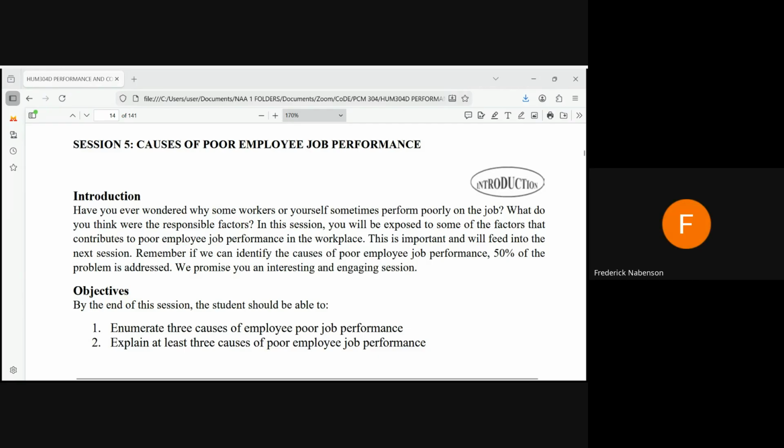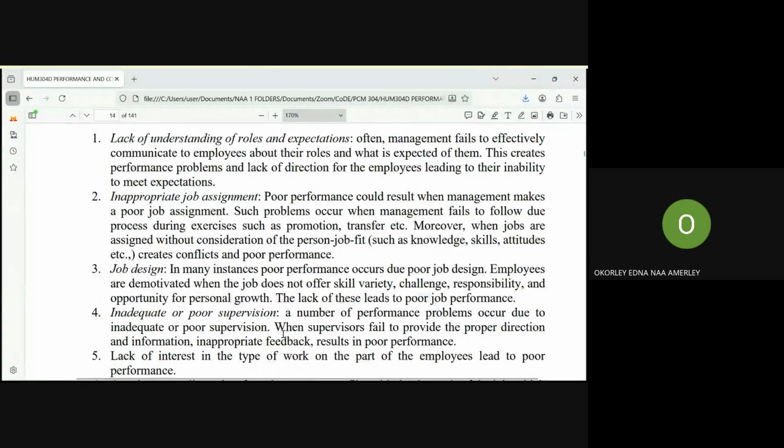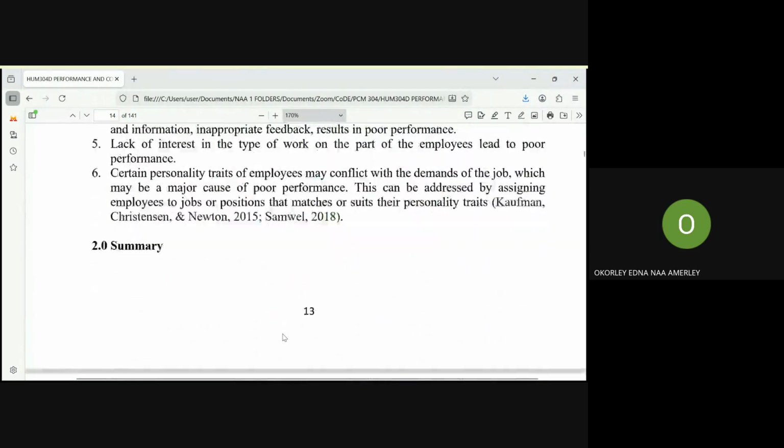So I think you've given enough, madam. Done well. We want to move on to session 6, and then we can end the class. And then if there are contributions we want to add, we will do that. So for session 5, we have all enumerated some causes of employee poor job performance. Some of you have explained some of them, which is good. We have some also in the module that you can look at.